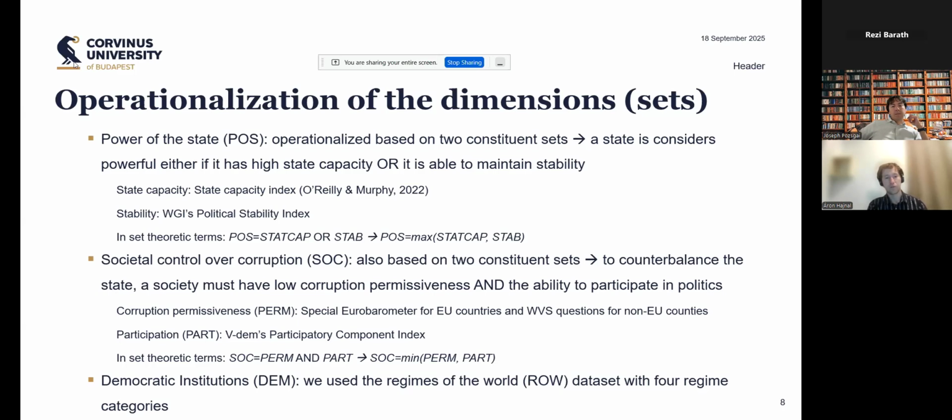So again, for a powerful state, it's enough either to have high state capacity or to be able to maintain stability, and for societal control, society must both have low corruption permissiveness and high participation, so that they must care about corruption, they must be able to pressure the government to be less corrupt. The third dimension was easier. We used the Regimes of the World dataset, which is a part of the V-Dem project, and is basically a four-item classification for polities. I will come back to this point later, but it's kind of an off-the-shelf solution to operationalize democratic institutions.